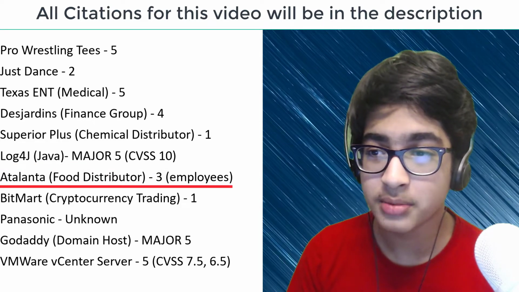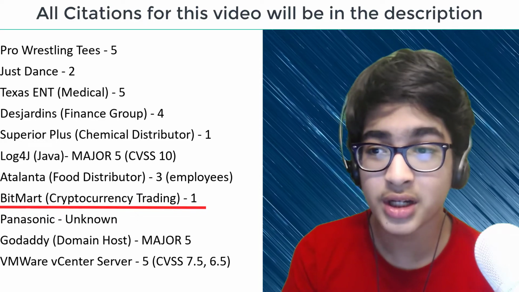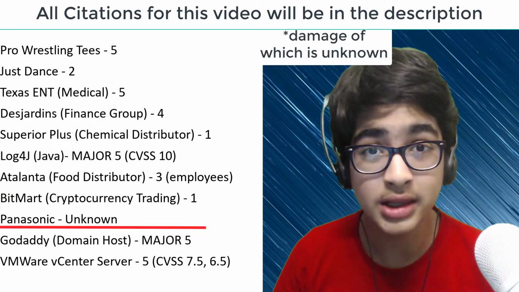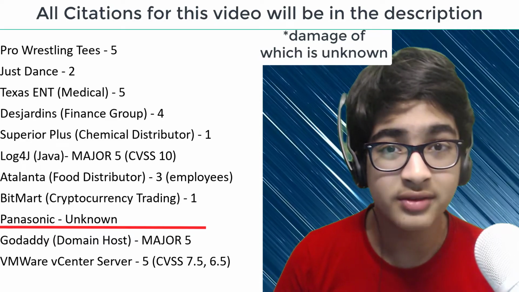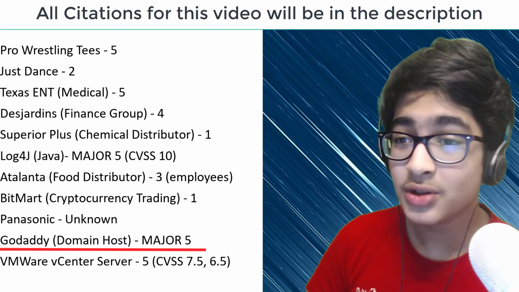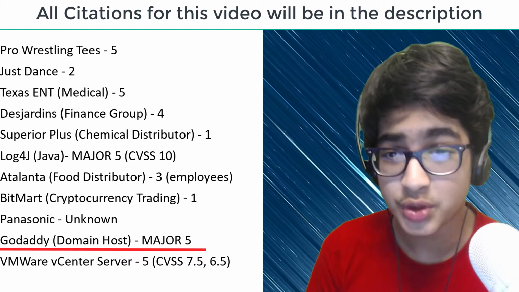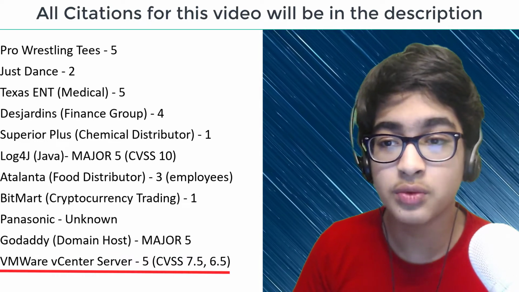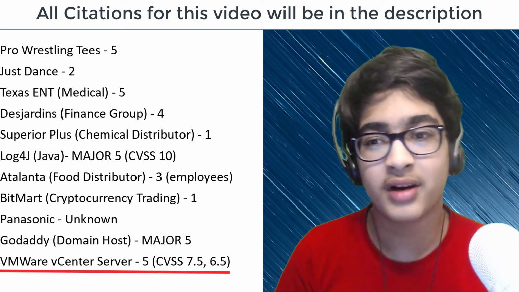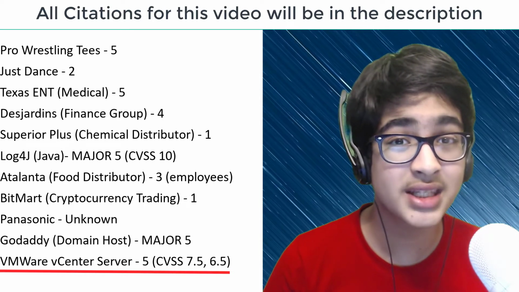Atalanta, the food distributor, Bitmart, the cryptocurrency trading platform, Panasonic, which is unknown, but it seemed to have a pretty high threat level. If you have a Panasonic account or device, your data could be at a huge risk. GoDaddy, or WordPress through GoDaddy, which is a domain host, it's a major 5 again. And VMware vCenter Server, which is once again a major 4.5. And it also has a CVSS rating.